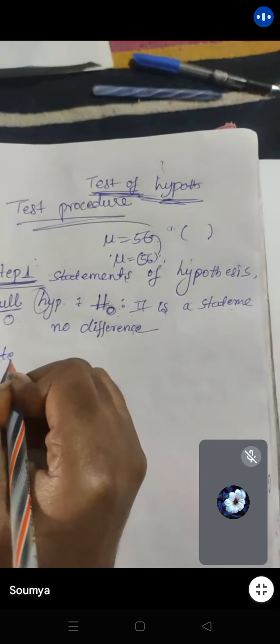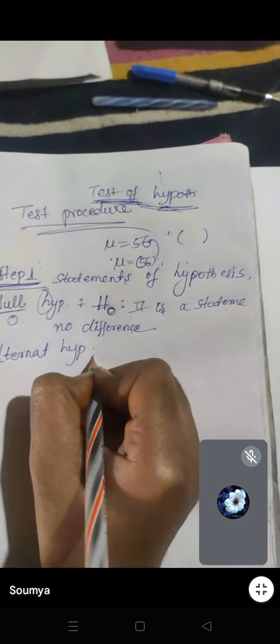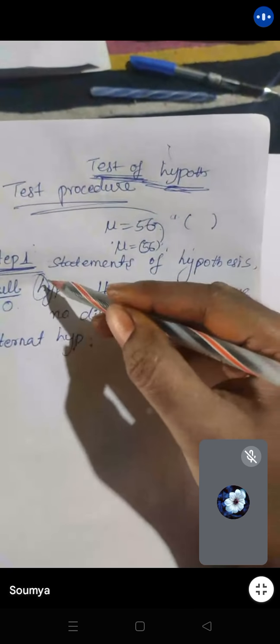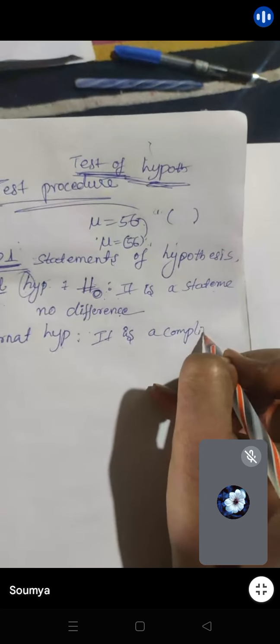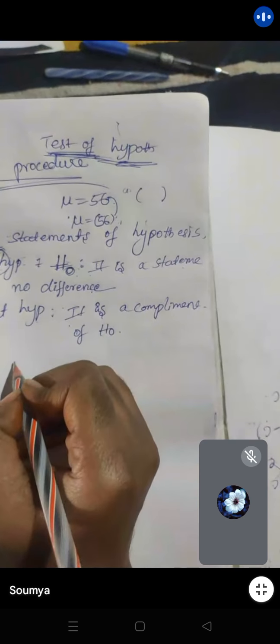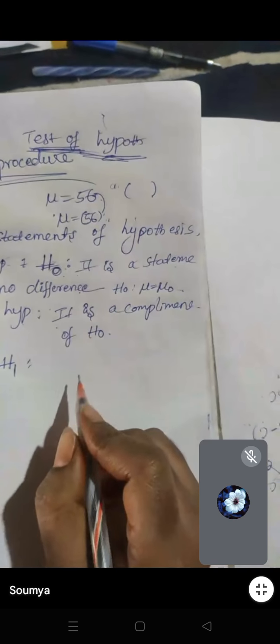Okay. Alternative hypothesis. This is step 2. It is a contradiction of the null hypothesis. It is complementary. And remember one thing, for all the problems you have to write all these things, because each step carries marks. It is the complement of H naught. Complementary means the opposite one. So we denote it as H1, and H naught is mu equals mu naught. That means we consider the value we assumed.